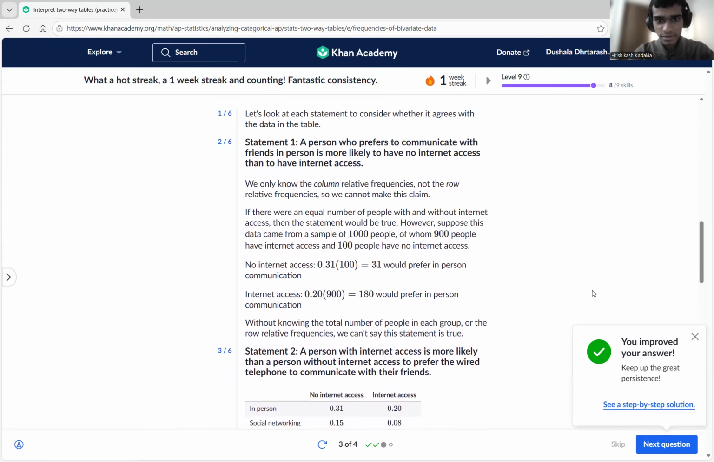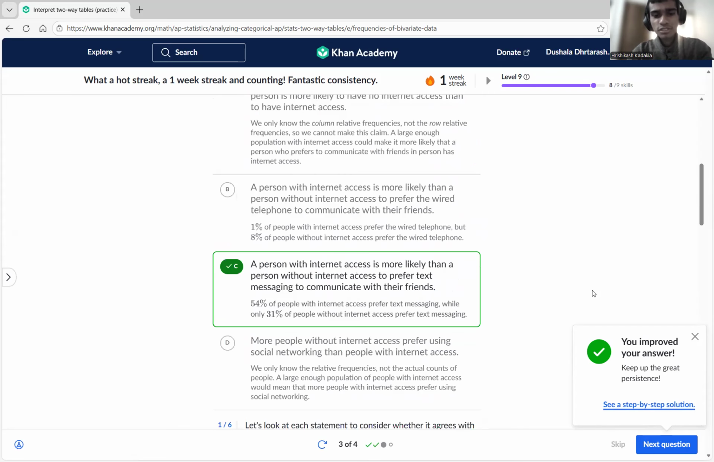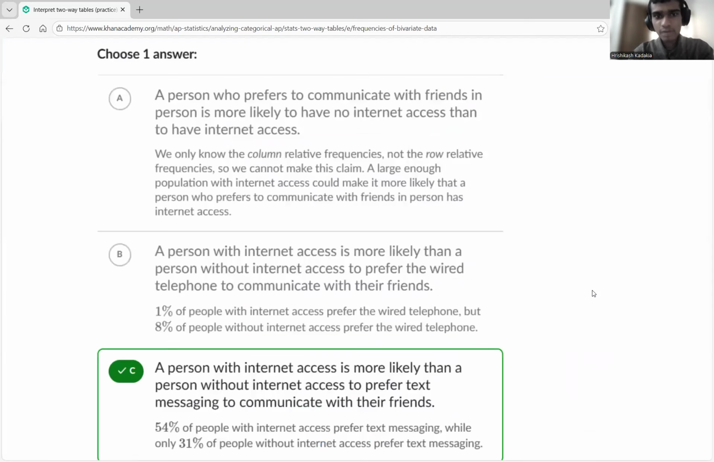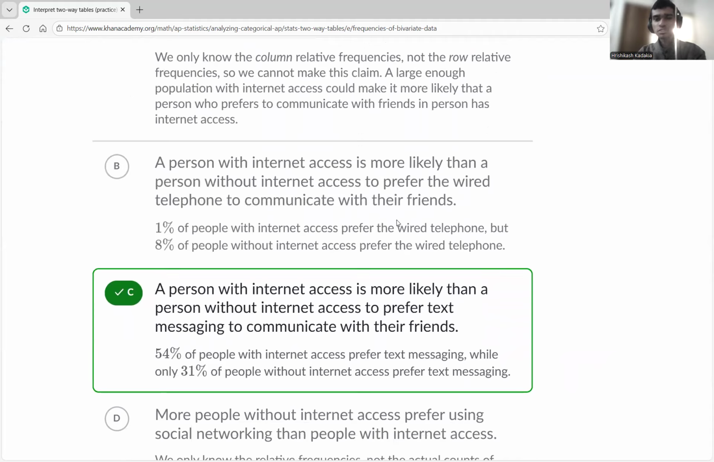If you take a look here, you can see all the explanation given. Basically, in conclusion, we know the column relative frequency is not the row relative frequency. So the first option definitely rules out. Option B rules out because a person with internet access is actually less likely to use the wired telephone. Why would they bother with a wired telephone? They're less likely to use it than someone without internet access. So A and B are incorrect.